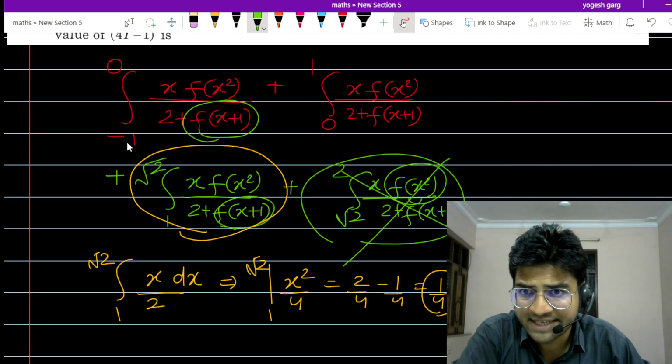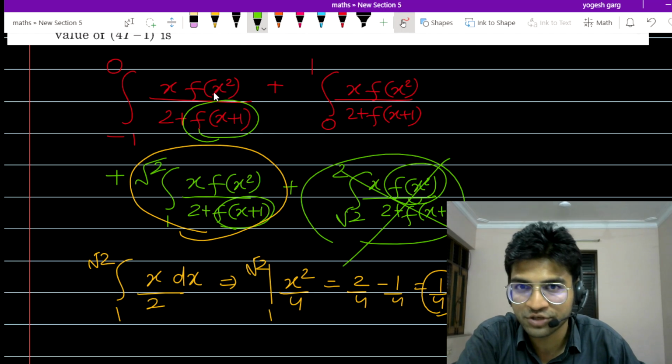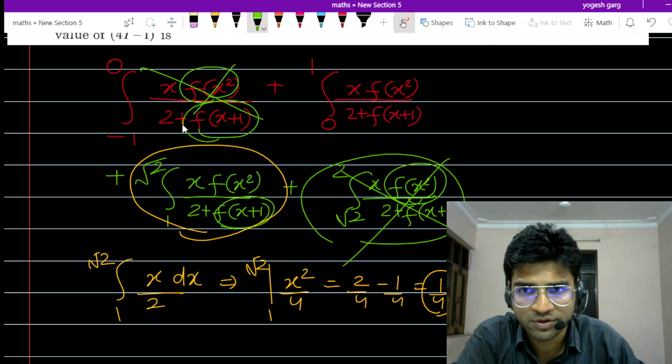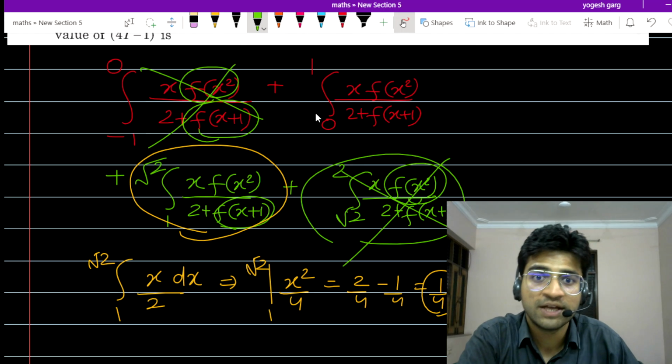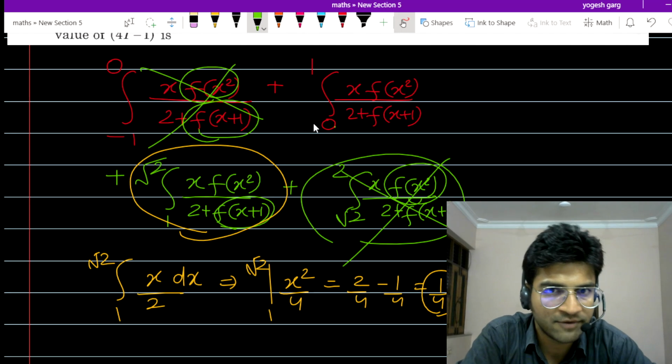If x is between minus 1 and 0, x square will be between 0 and 1. If it is between 0 and 1, again the greatest integer will be equal to 0. So this is also 0. Now 0 into anything is equal to 0, right? So this is also 0. Need not solve. If x is between 0 and 1, x square will be between 0 and 1, right?